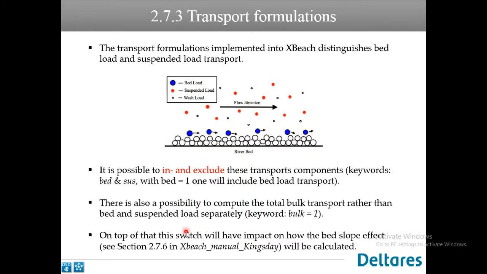Okay, on top of that, this switch will have an impact on how the bed slope effect will be calculated. We can choose either this one, or the combination of the two, bulk load. Tapi dia takkan boleh distinguish bed load and suspended load tu. Dia kira lain lah.